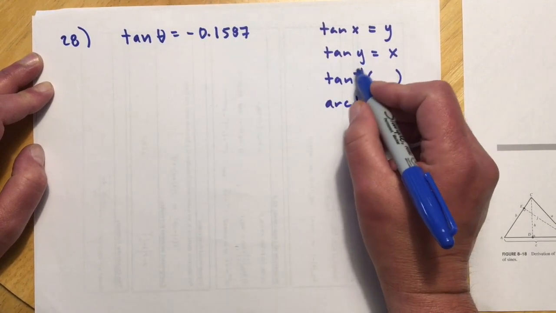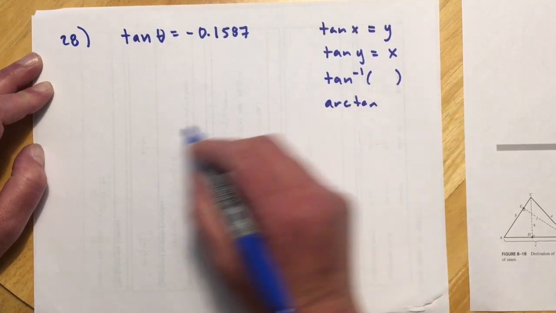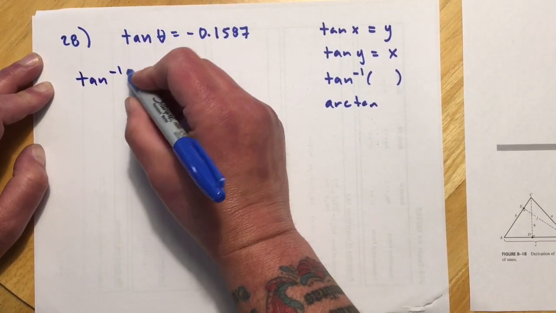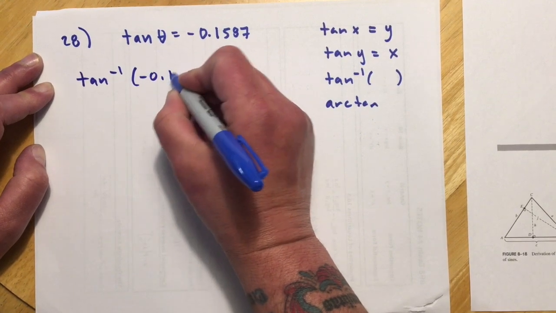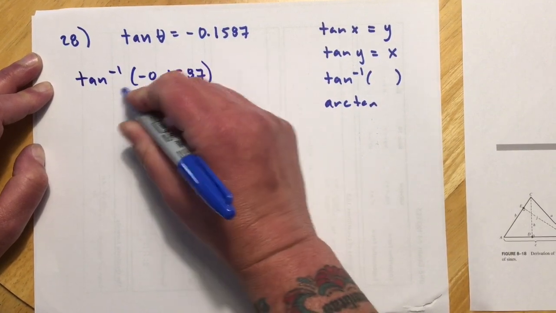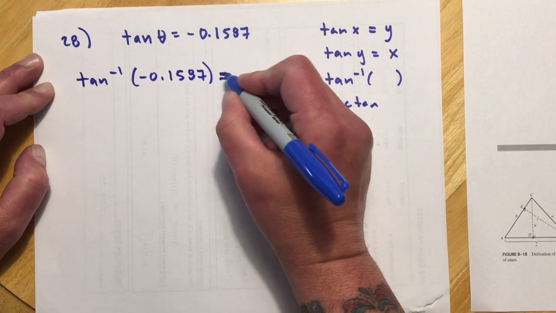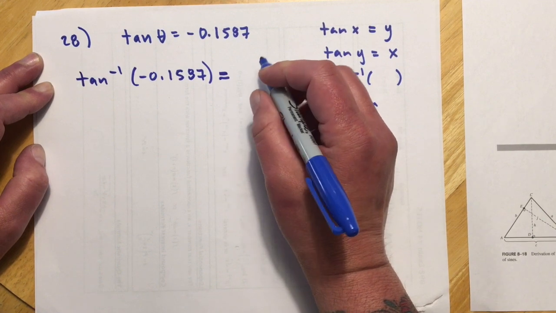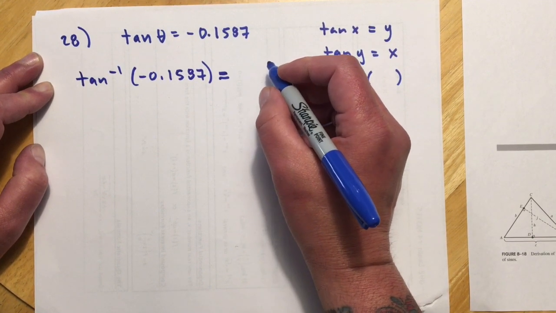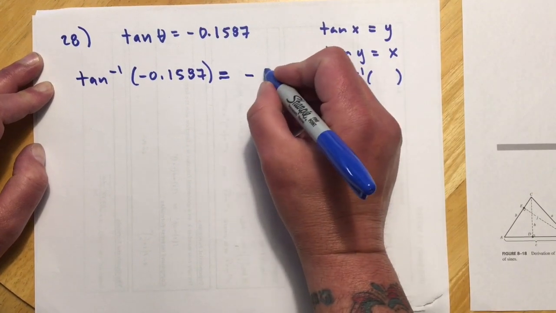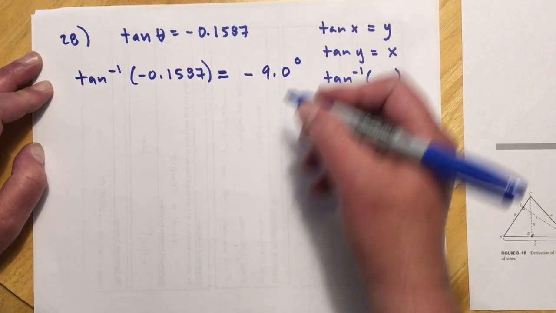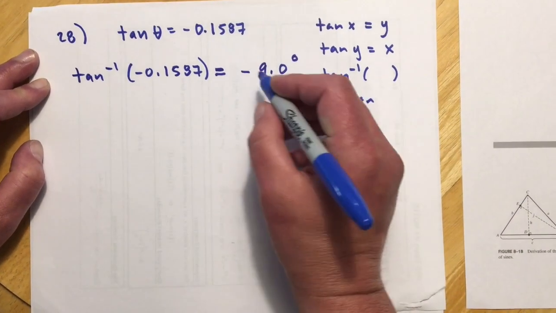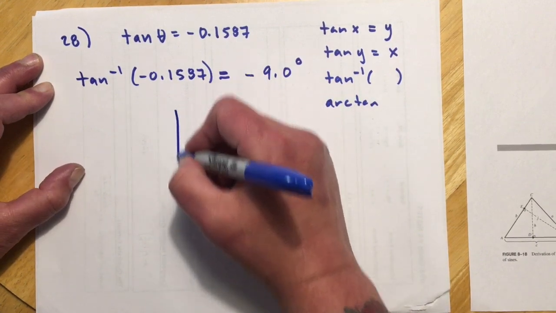For this one, I'm used to using the little -1, so I'll use that, but arctan means the same thing. So this would be inverse tangent of negative 0.1587. If you put that in the calculator, you should get, to how many decimal places? One tenth of a degree. So that should come out, where did it go? Negative 9.0 degrees. And so we're supposed to find two angles that could work. So we'll make a little sketch here.